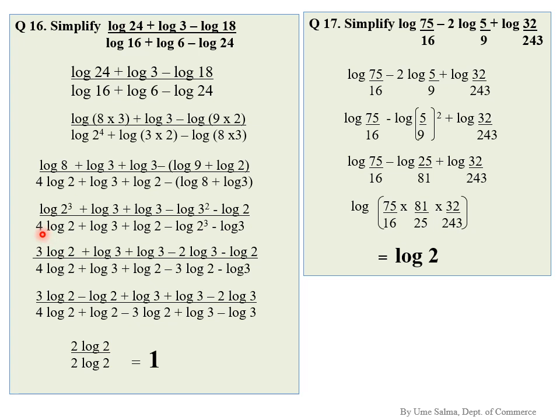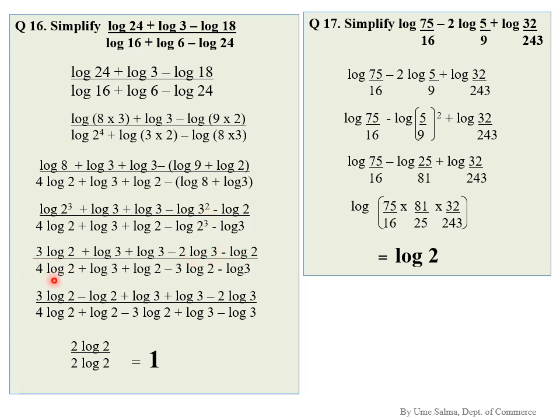In the denominator, 4 log 2 as it is, log 3 as it is, log 2 as it is. The only thing you are doing is opening this bracket to change the sign. Minus log, instead of 8, we'll take it as 2 to the power 3. Minus into plus, minus log 3. The next step we'll see is log 2 to the power 3. So you're taking this exponent 3 outside as the product, 3 log 2 plus log 3 plus log 3 minus 3 square. You can split this as 2 log 3 minus log 2.